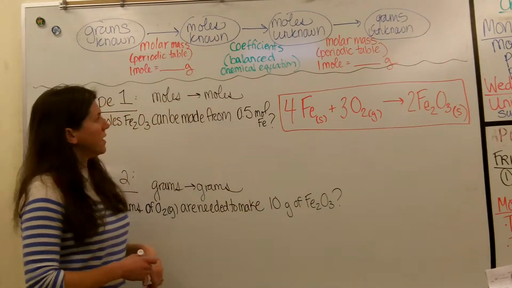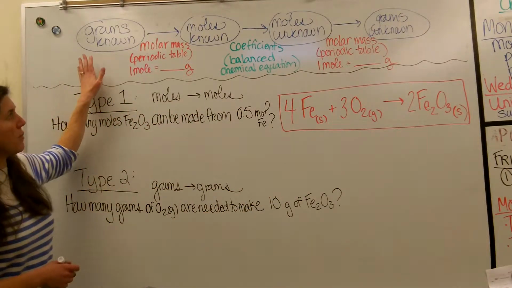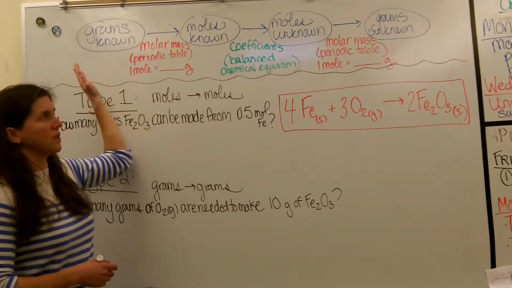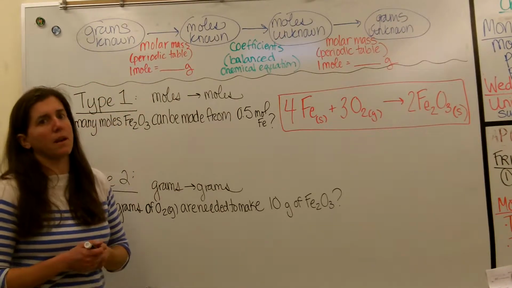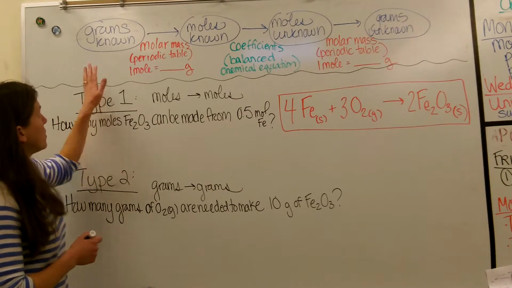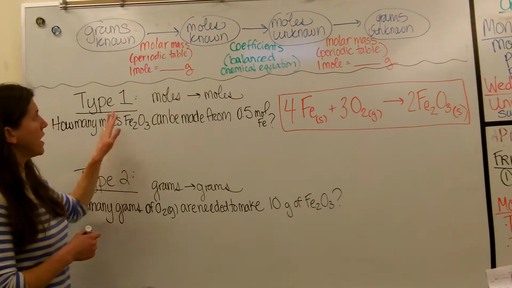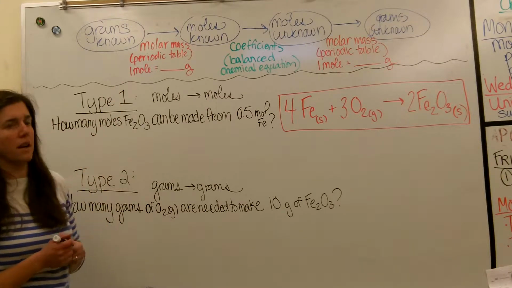Okay? We have up here what we call the mole map, and this kind of gives us an idea of what we need to do to get from point A to point B in a problem. So this shows us what our possible steps can be. So we'll see how to use that by using an example right here.